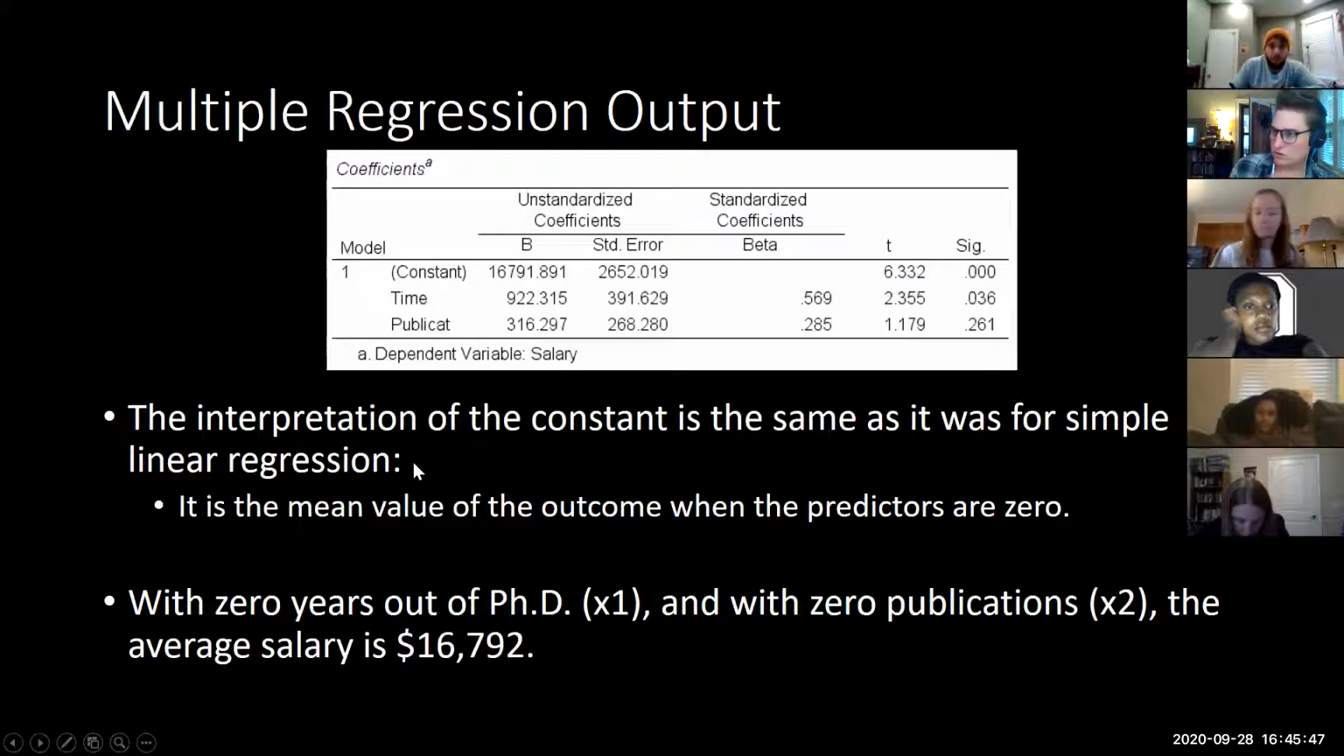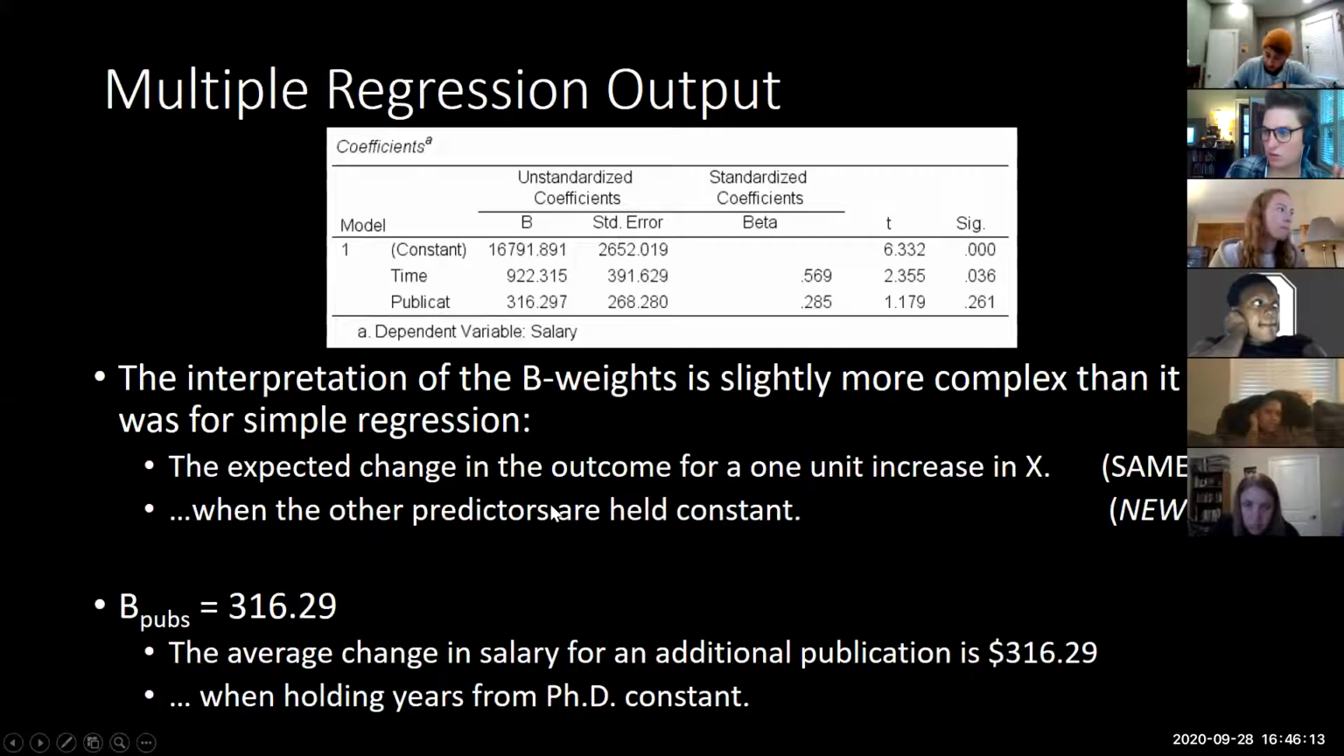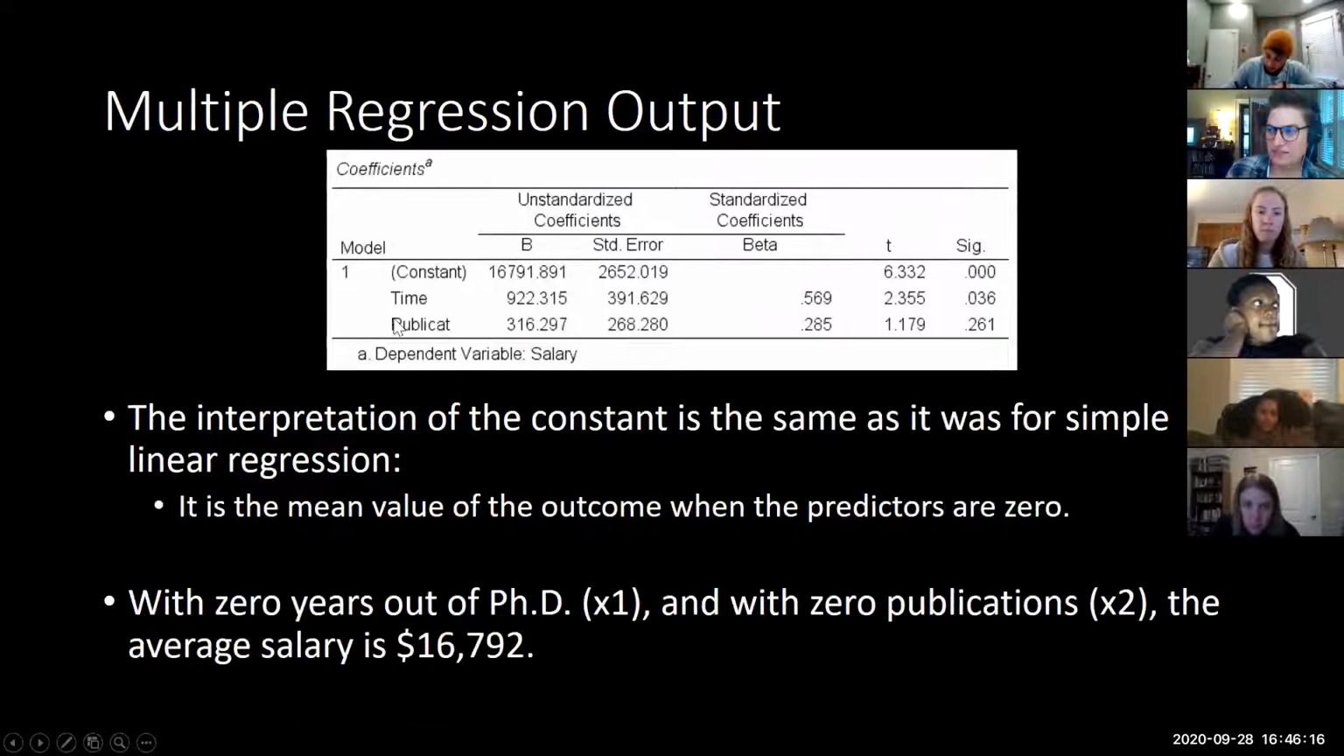So the interpretation of the constant here, 16,791, is with 0 years from PhD, that's my x1, and with 0 publications, that's my x2, the expected salary is $16,791. Okay, and so that's the constant. So it's very much the same. It's just that you have to make sure you're talking about all of the predictors in the model instead of just one.